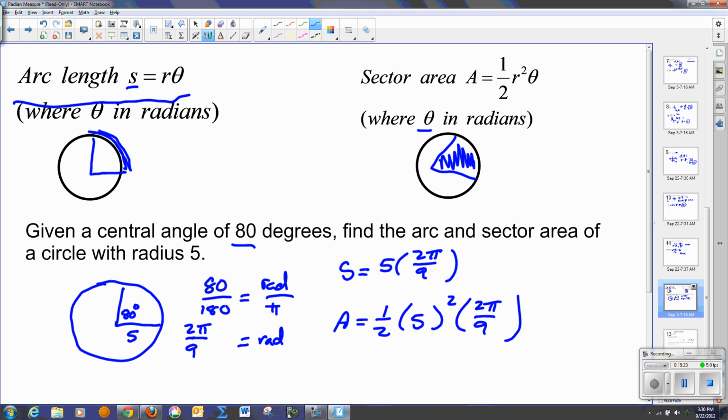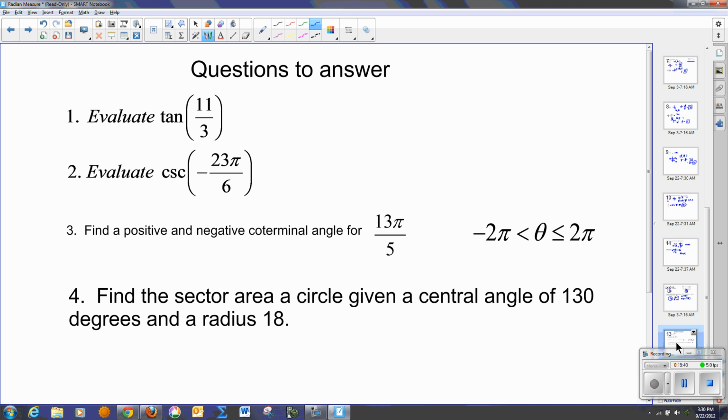The important thing today is being able to identify all our 30, 60, 45 degree angles with their equivalent radian values, and then being able to find the sines, cosines, tangents, etc. with them. So here are your questions to answer for the day, and we will go through some more practice tomorrow.